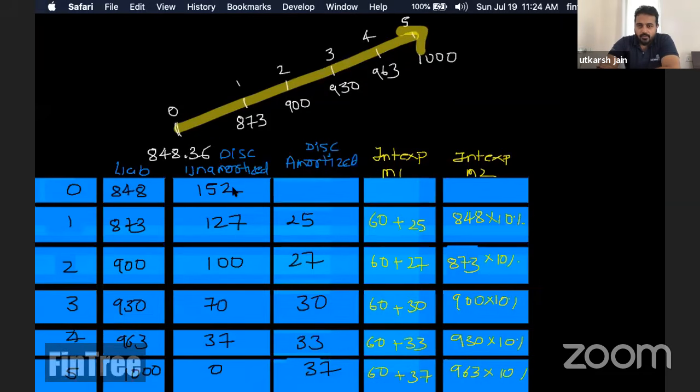So at time 0, it was unamortized discount. So total discount is 152, the difference between the issue price and the face value. And then slowly you're making that 152 zero. So slowly, slowly you're amortizing it. That is why 152 is unamortized discount, and then slowly it gets reduced. So first year when you reduce 25, you're left with discount of 127, and then so on.